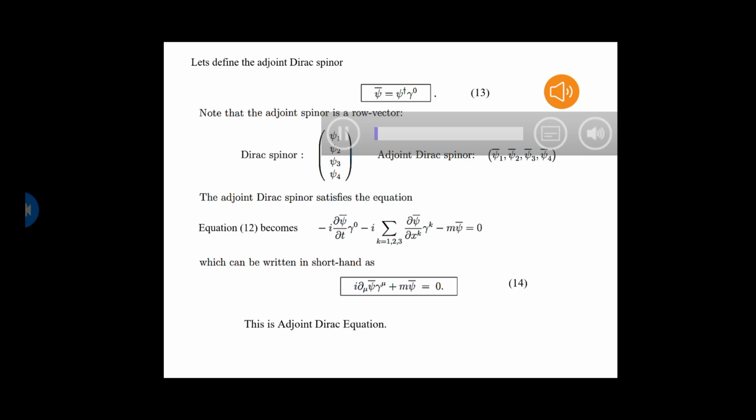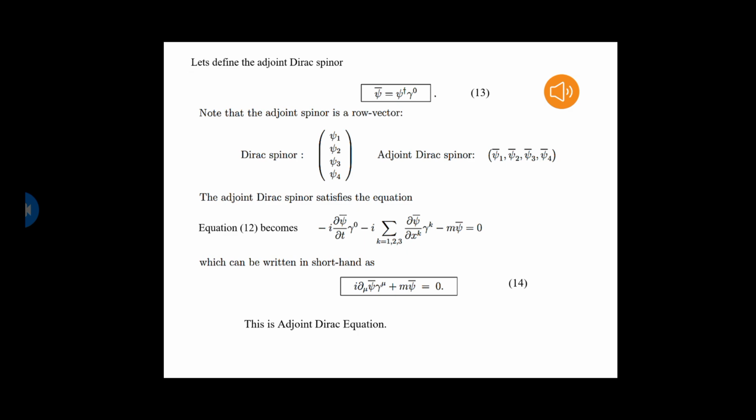Let's define the adjoint Dirac spinor. Psi bar is equal to psi Hermitian gamma naught, marked as equation number 13. Note that the adjoint spinor is a row vector. The Dirac spinor is psi 1, psi 2, psi 3, psi 4, and the adjoint Dirac spinor is equal to psi 1 bar, psi 2 bar, psi 3 bar, psi 4 bar.